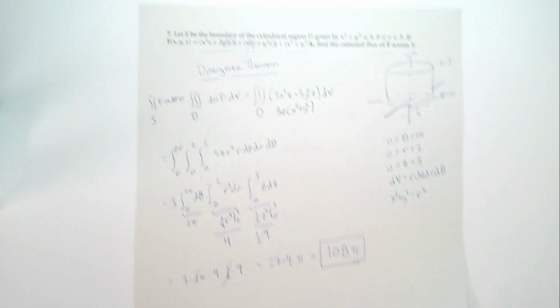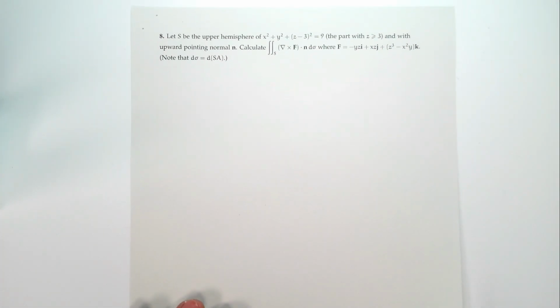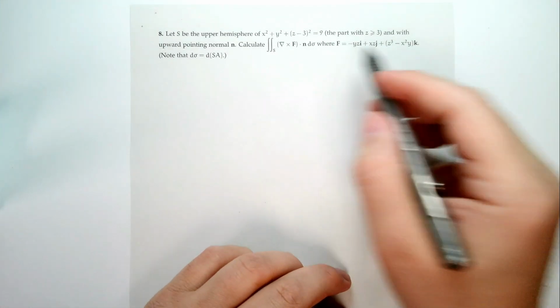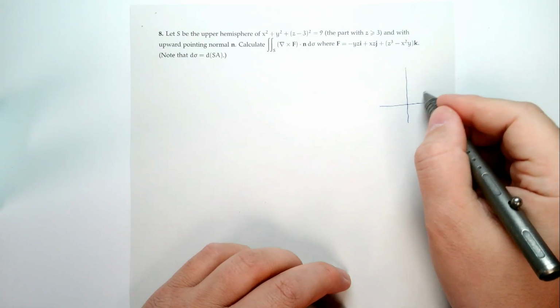And that's our answer. Okay, which brings us to number 8. Number 8. Let S be the upper hemisphere of x squared plus y squared plus (z minus 3) squared equals 9. So that's the part where z is above 3. So let's sketch that.